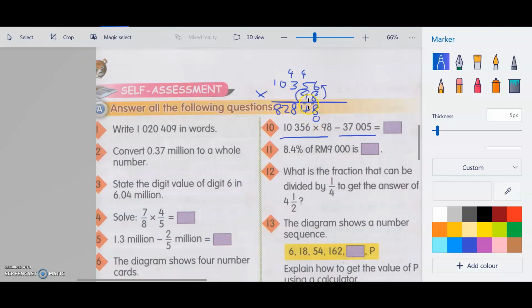Then now you use 9 to times. 9 times 6, 54. 4 above. 9 times 5, 45. 45 plus 5, 50. 5 above. 9 times 3, 27. 27 plus 5, 32. 32 here, 3 above. You can write 3 here because the next number is 0. 9 times 1, 9. Then you add up. This is 8, 8, 8, 4.